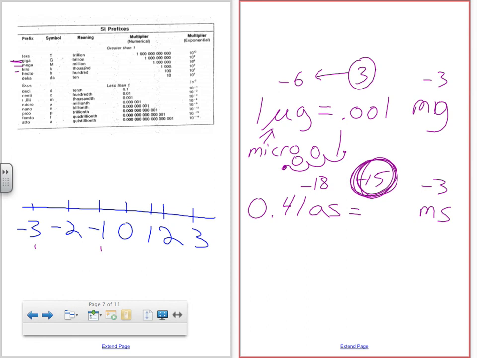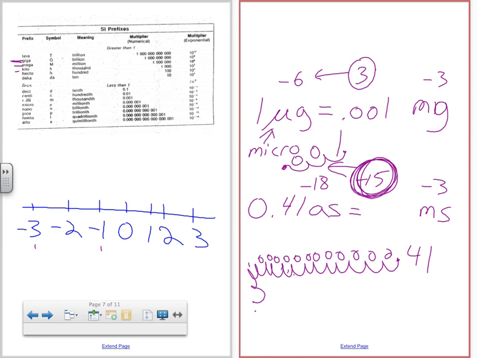So now we're going to go, who are we going to support? Which is smaller, -18 or -3? Well, -18 is. We're going to go to the left. So we have 0.41, and we're going to go 1, 2, 3, 4, 5, 6, 7, 8, 9, 10, 11, 12, 13, 14, 15. Yeah, I ran out of room. So we're going to put all these zeros in. And that's your answer. A really, really small number.